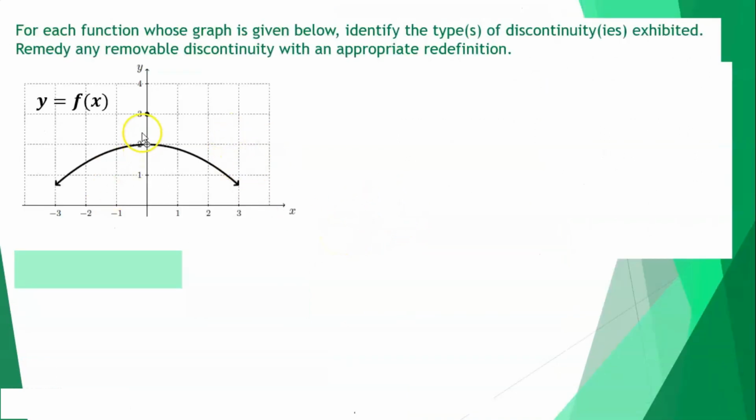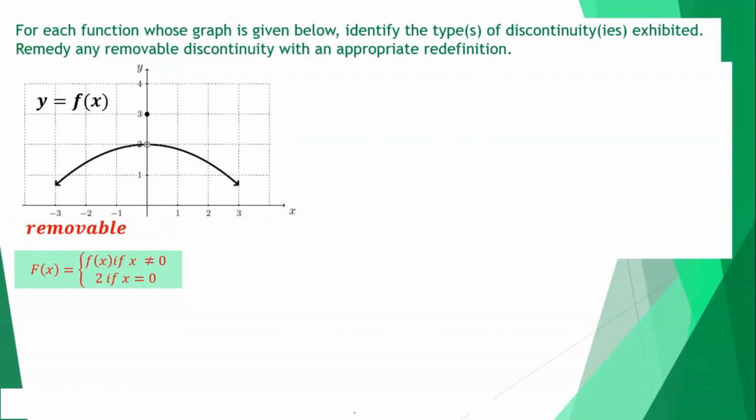Okay, this one. For each function wherein the graph is given, identify the type of discontinuity given. Remedy any removable discontinuity with an appropriate redefinition. So given this graph, y is equal to f of x. Take note, there is a hole somewhere here. Therefore, this is an example of a removable discontinuity.